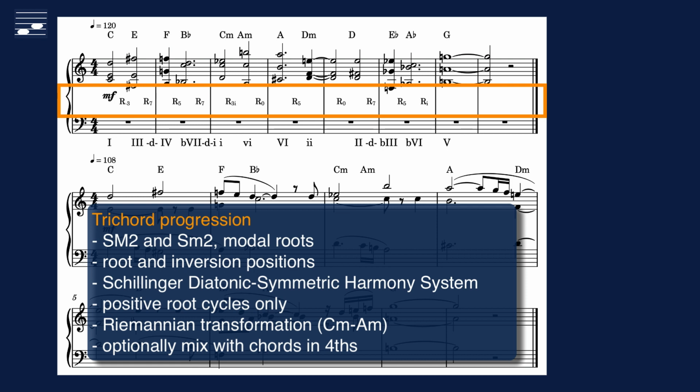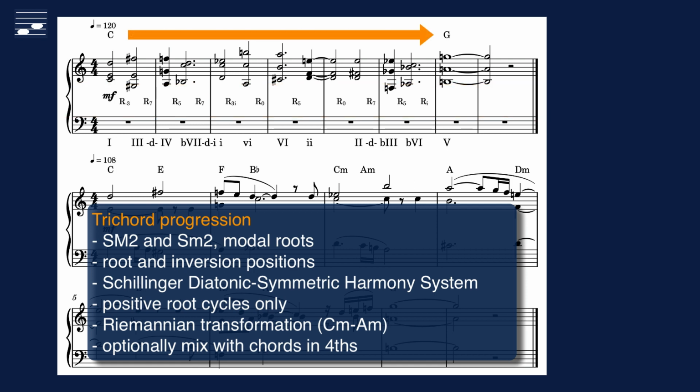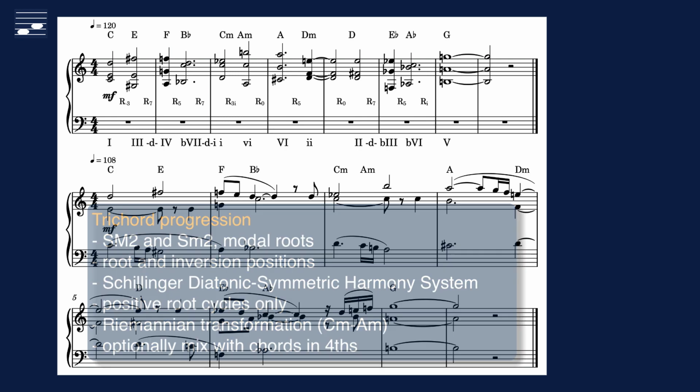Note that I've used positive cycles only, and there's a strong cadential closing, plus an overall tonic C major to dominant degree G major move. Although we are not using full triads, the C minor trichord going to A minor hints at a Riemannian transformation. As an addition, Persichetti suggests to mix this idiom with chords in fourths.